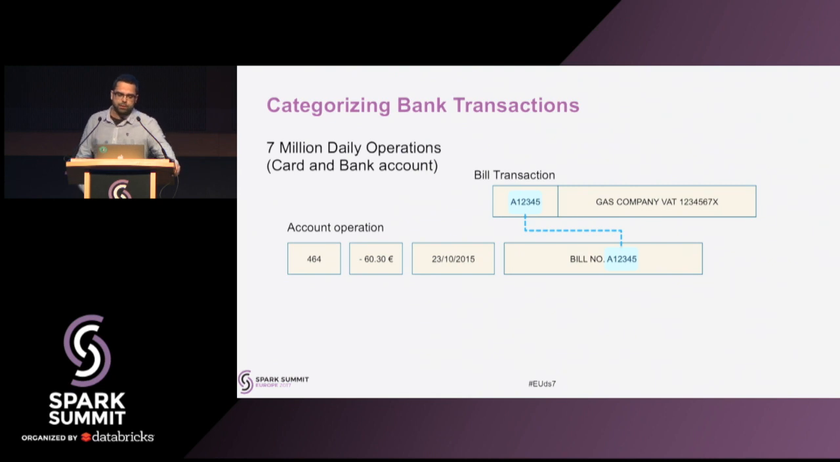Categorizing bank transactions. We work with a data science cluster in the bank. It's built on a Hadoop distribution and has the typical ecosystem tools like Hive, Spark, and so on. We receive 7 million daily operations from the bank into our data science cluster. An account operation, in simplified terms, looks like what I'm illustrating here. You can think of it as a row of some table, which contains fields like an operation code, for instance 464, an amount, a date, a description, and so on.